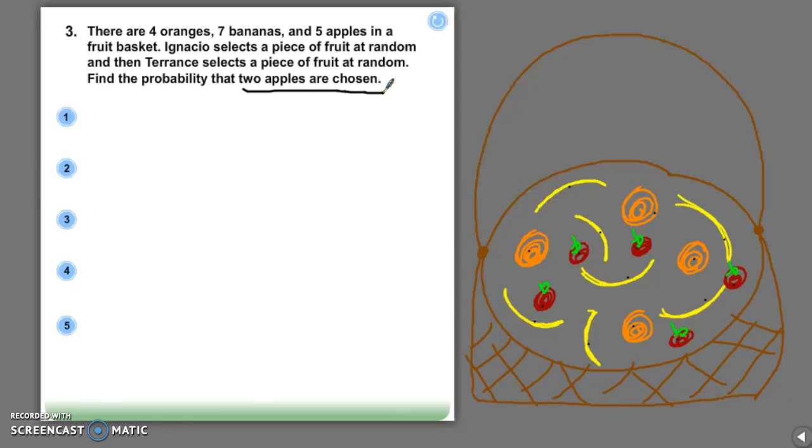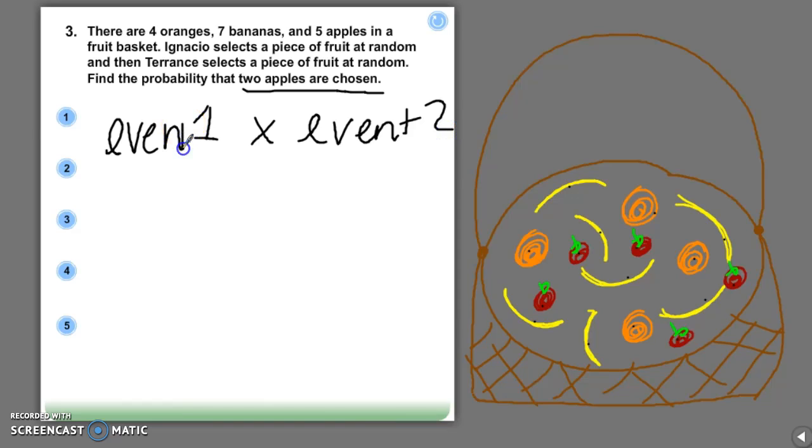If I pick out an apple the first time, I don't have as many apples in my fruit basket because I ate that one. I also don't have as many fruit in my fruit basket to choose from. So it depends on what you get the first time for the probability of the second one. So we're still going to take our event 1 and multiply it times our event 2.